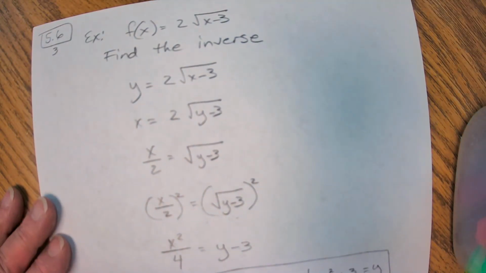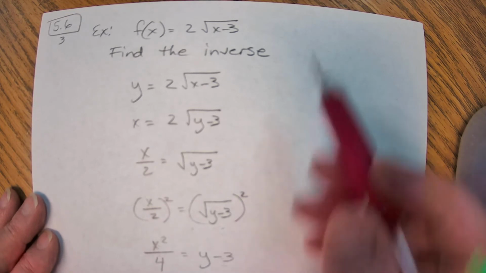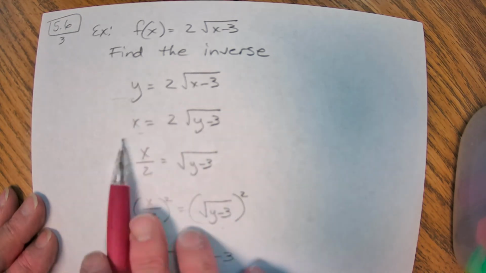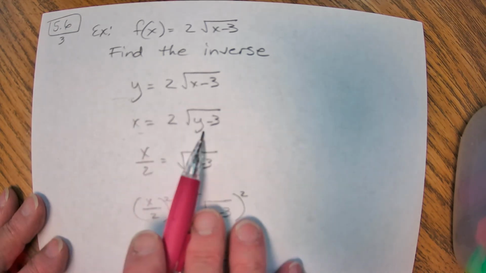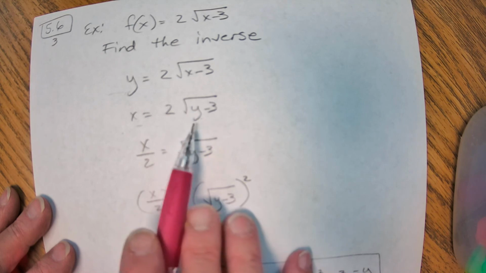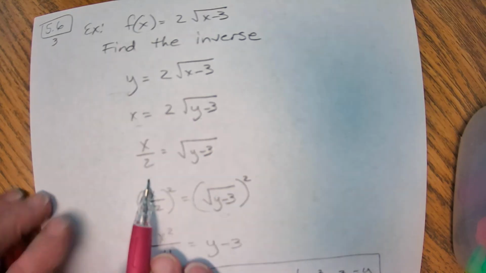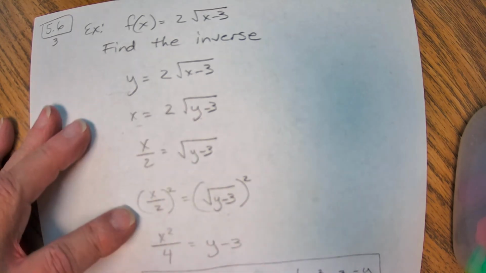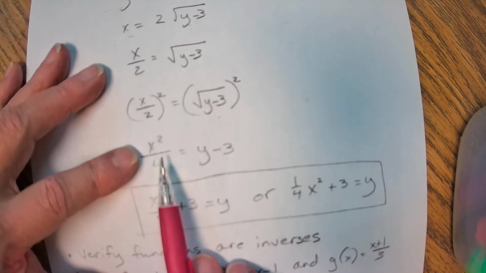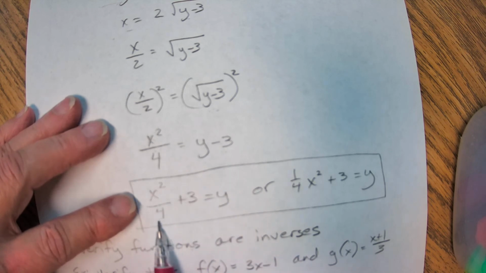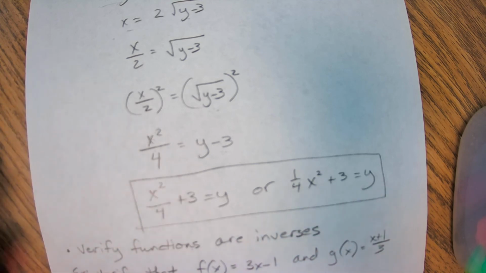Next example is the inverse of a radical. So again, rewrite it with y equals, switch x and y, and solve for y. Remember, when I solve a radical, I want to get the radical by itself. I want to isolate it. So I would divide both sides by 2. To undo taking the square root, you square both sides. So I'd end up with x squared over 4 equals y minus 3. And adding 3 gives me x squared over 4 plus 3 equals y. Or I can rewrite that as 1/4 x squared plus 3 equals y.